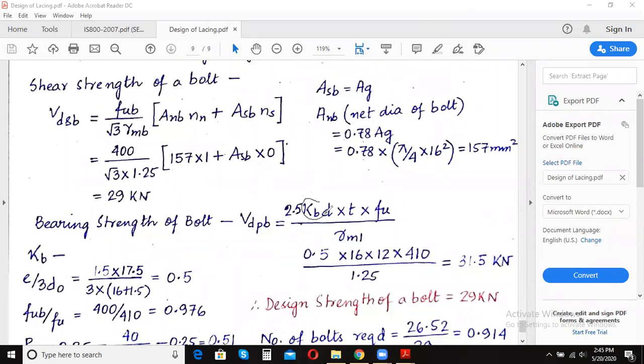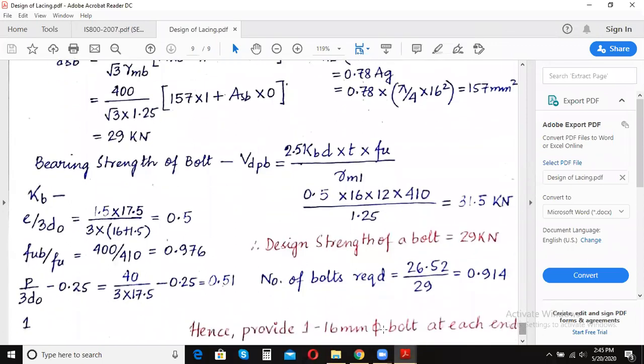Now there are 4 criteria with respect to which KB has to be calculated. What are they? First we have E by 3d0, right? Next we have P by 3d0 minus 0.25. So KB will be calculated according to 4 cases.